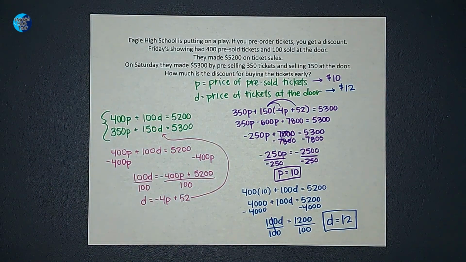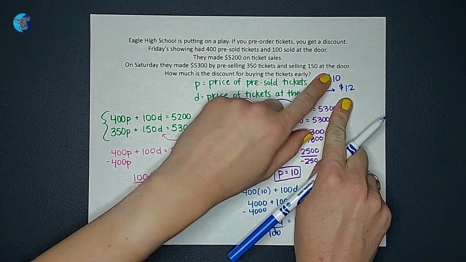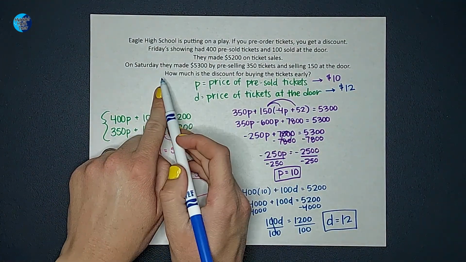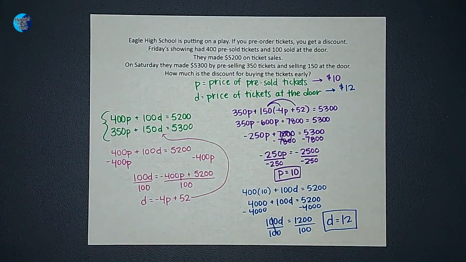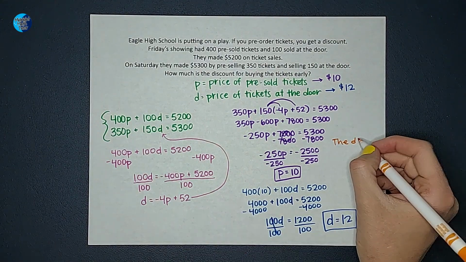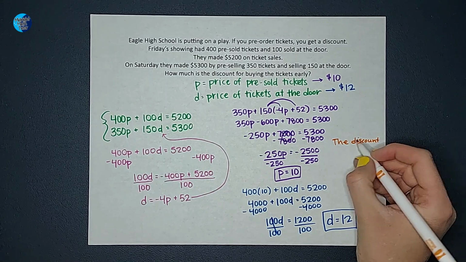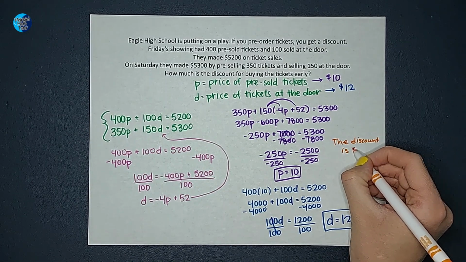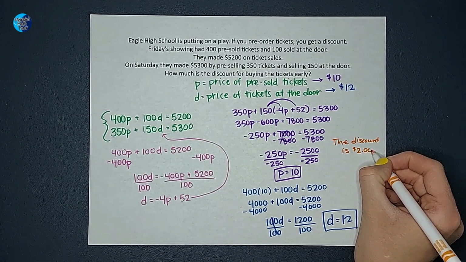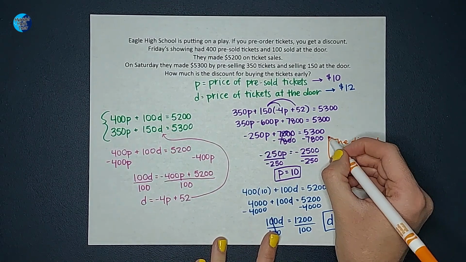Now, a lot of times when you are solving equations or systems of equations like this, that's your answer, the 10 and the 12. This one just happened to ask, how much is the discount for buying tickets early? So if you bought them at the door, it was 12. If you bought them beforehand, the price was just $10. So the discount for buying them beforehand is $2. Yay!